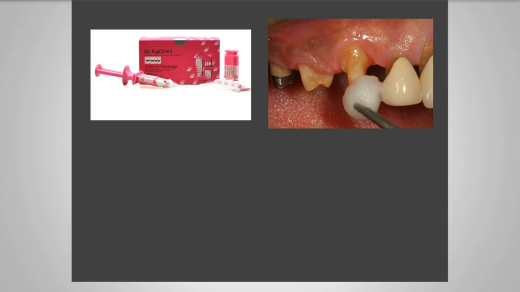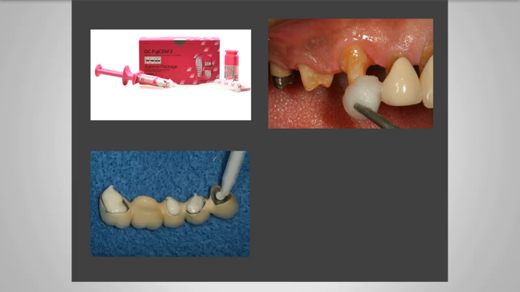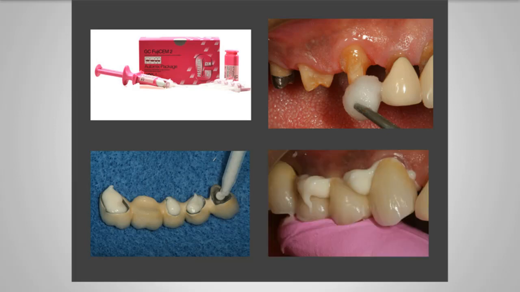And the Fuji Sem2 is auto-mixed and injected directly into the restoration and placed with finger pressure. And I hold this in place, or my dental assistant, I have the blue gloves, my assistant has the pink gloves. We hold this in place for a good 90 seconds.